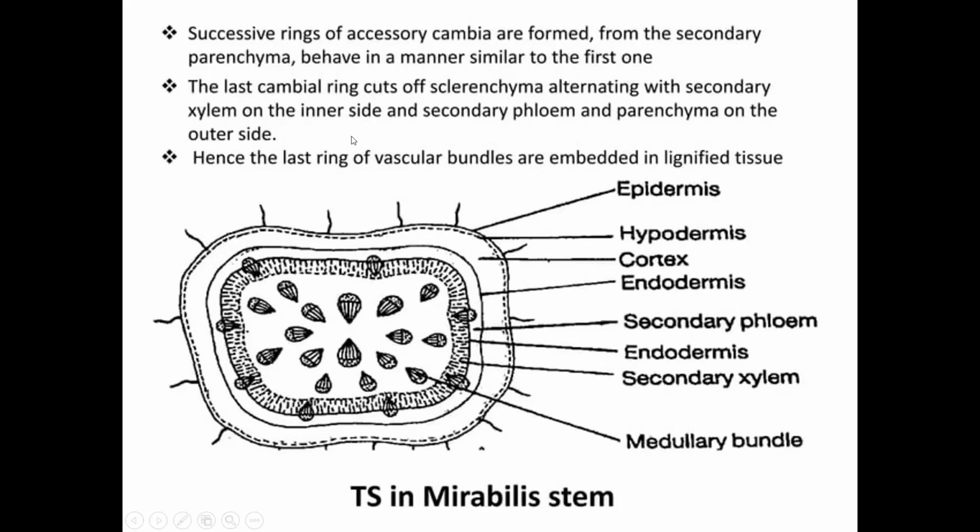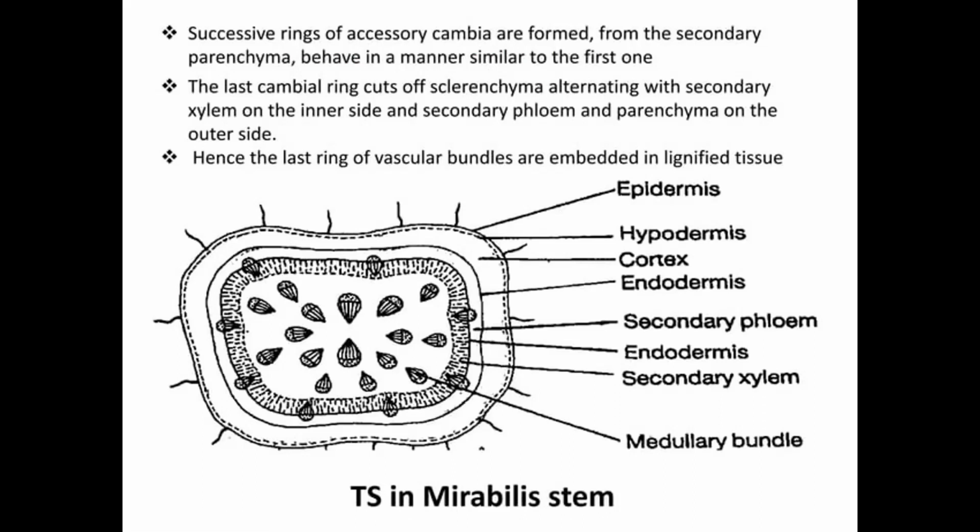So the last cambial ring produces sclerenchyma alternating with the secondary xylem, that is, in place of secondary phloem it produces sclerenchyma, and on the inner side it produces secondary phloem and parenchyma. So it produces secondary xylem and sclerenchyma towards the inner side, and secondary phloem and parenchyma on the outer side. Hence the last ring of vascular bundles is embedded in the lignified tissues.